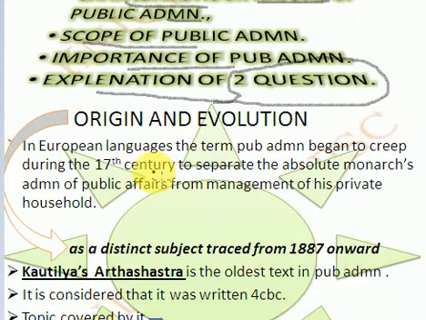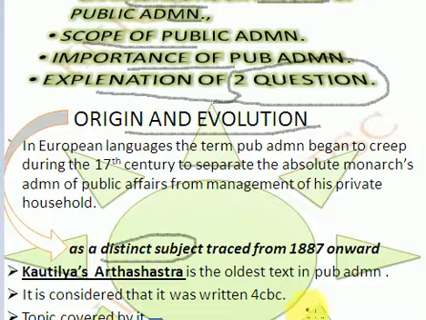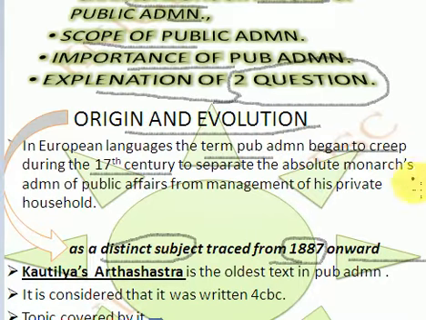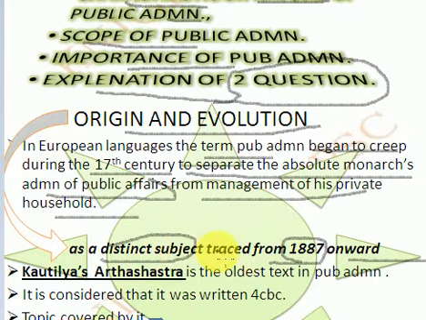So now we should start with the origin and evolution of public administration. The origin and evolution of public administration as a distinct subject or discipline is traced from 1887 onward, when Woodrow Wilson's essay came. But before that, in the 17th century, the term public administration began to creep in to separate the absolute monarch's administration of public affairs from the management of his private household.